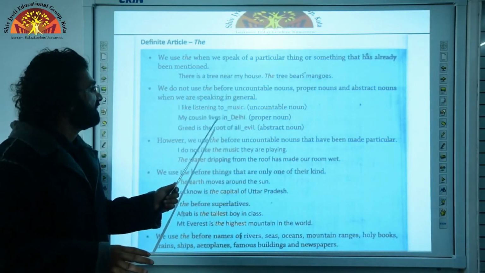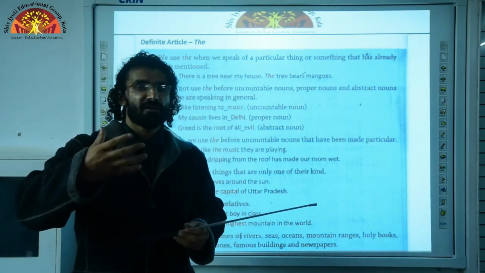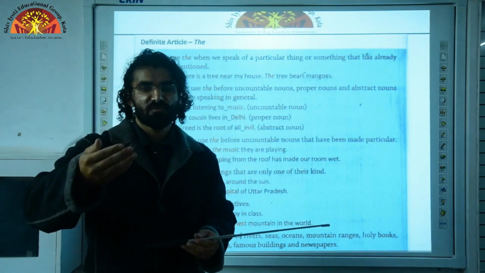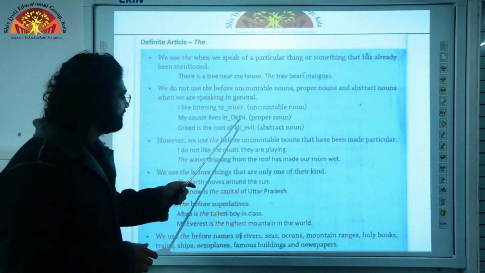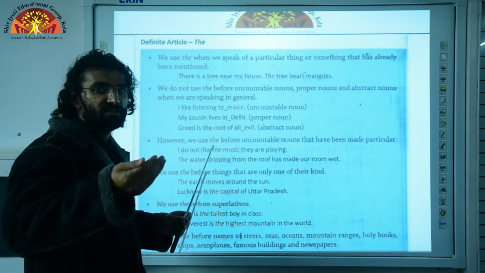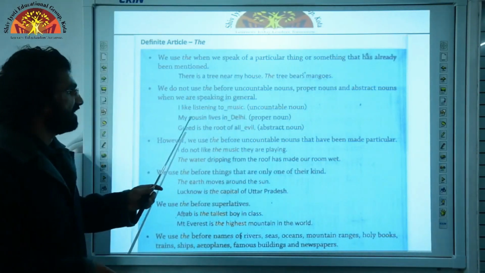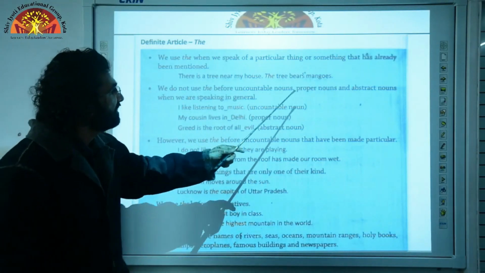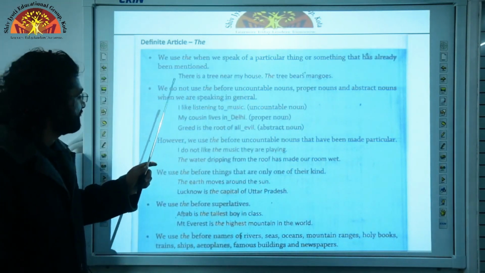My cousin lives in Delhi. Delhi is a proper noun. Proper nouns, you know, are names. We do not use the before names. Okay? My cousin lives in Delhi. My cousin lives in Chennai. We won't write the with names of cities because they are proper nouns. And as we have just now learned the rule that before proper nouns, we won't use the article the.